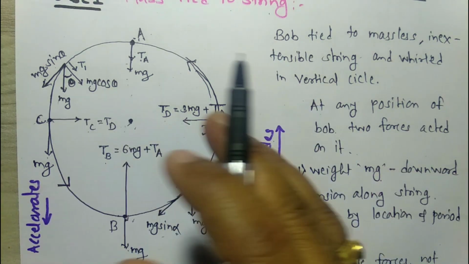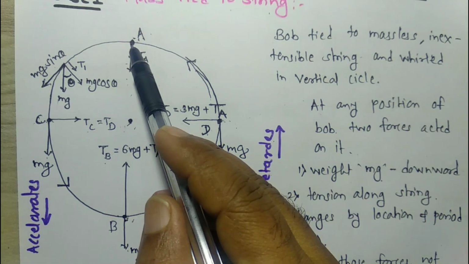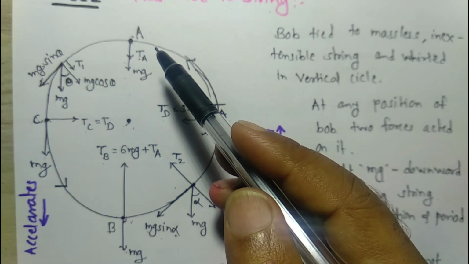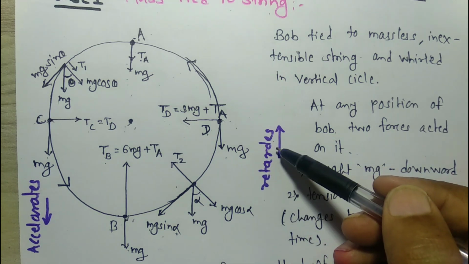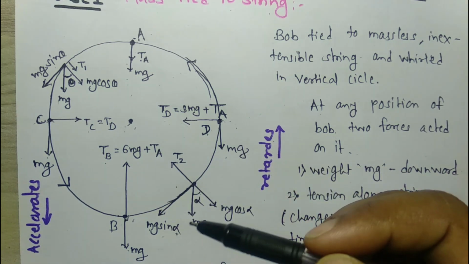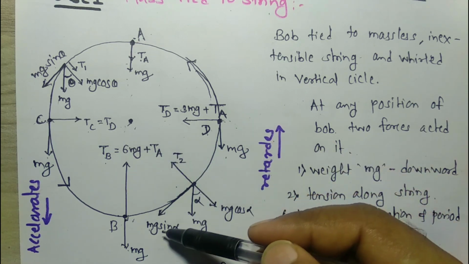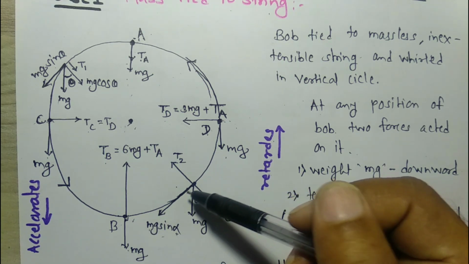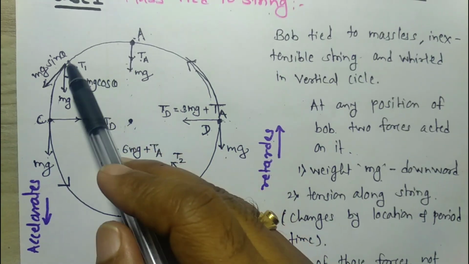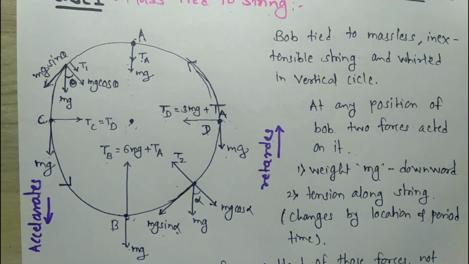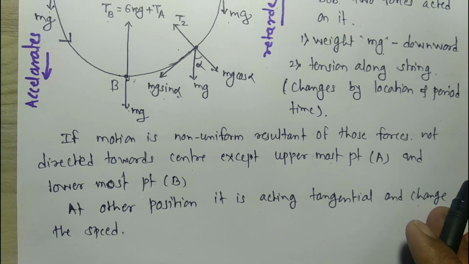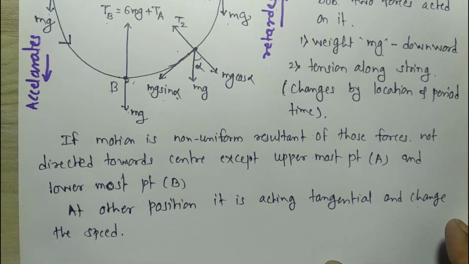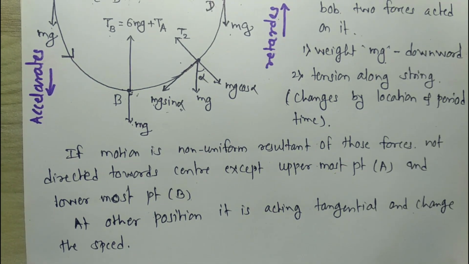Those are the two considerations related to that. From one point to another point there will be acceleration of the particle, and from that point to the next uppermost point you will get the deceleration, that means retardation of that particle. At that time you will get the change in speed due to those tangential components, that means mg sin theta, mg sin alpha. This alpha and theta are different at different positions on that vertical circular motion, and therefore at other positions it acts tangentially and changes the speed of the particle.